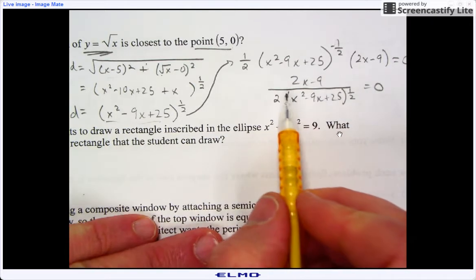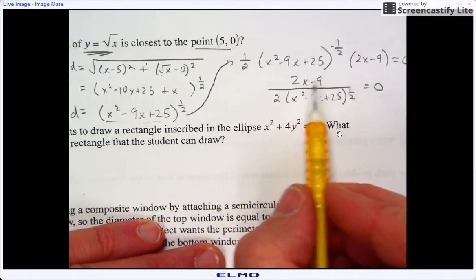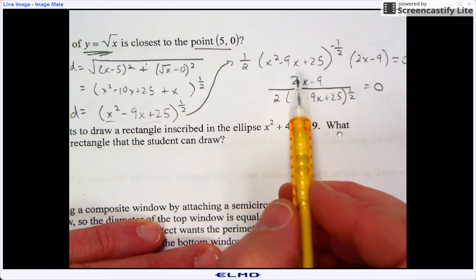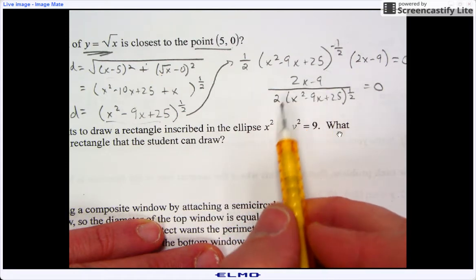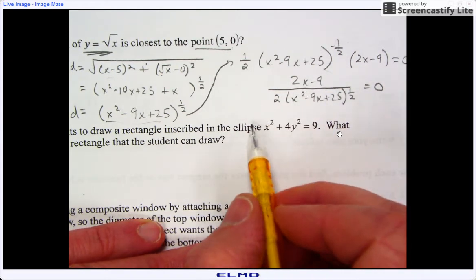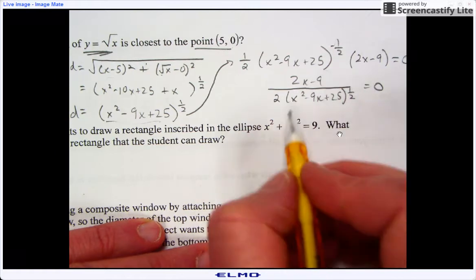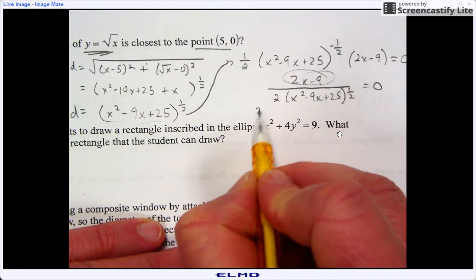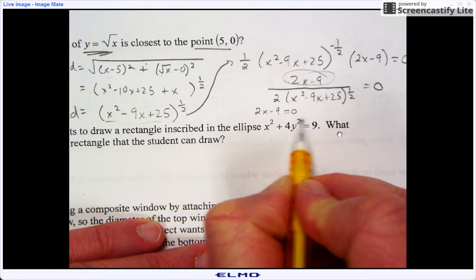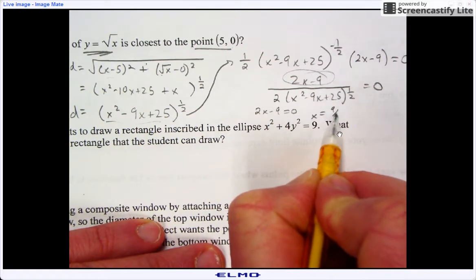To set this equal to 0, and again, you're supposed to evaluate if it's a max or min. If there's only one answer, we're going to go with the fact that they're telling you that it's the min. So all you got to do is set that equal to 0 to solve it. So x equals 9/2.